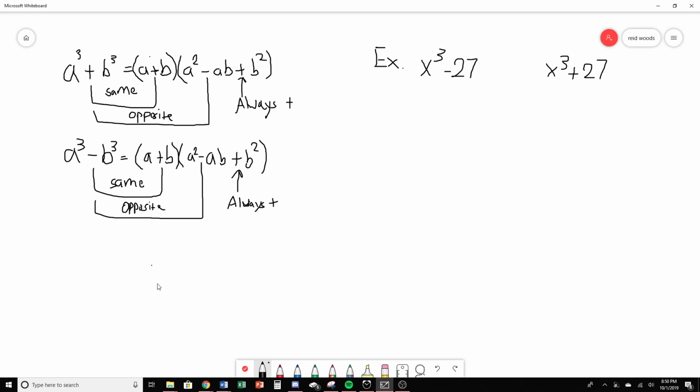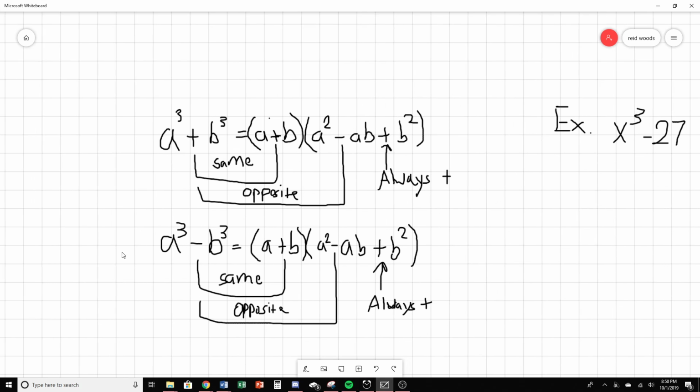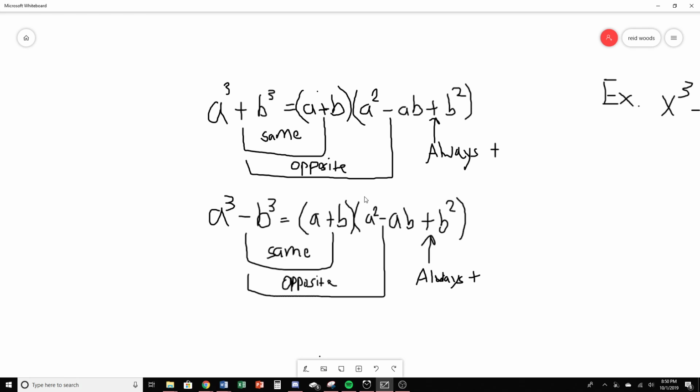All right, so we're going to talk about difference and sum of cubes. So over here, if you want to pause the video, I gave you guys this formula in class, but if you want to pause this and write this down, I'm not going to go into explaining how it's set up. This is just the rule that you need to remember.